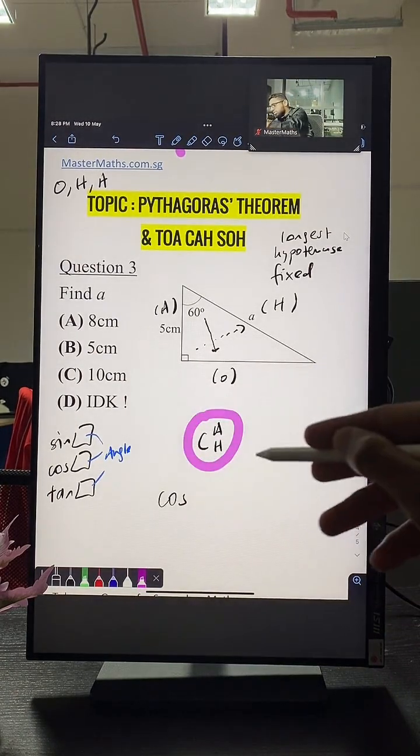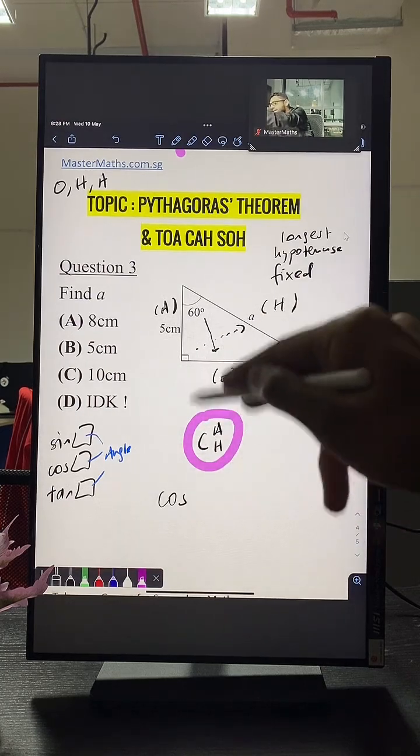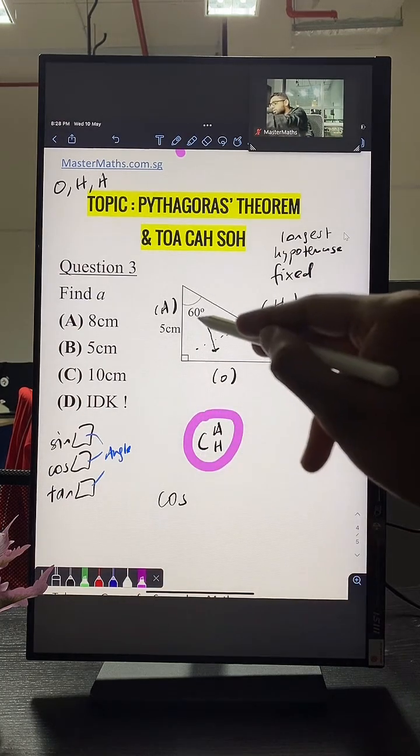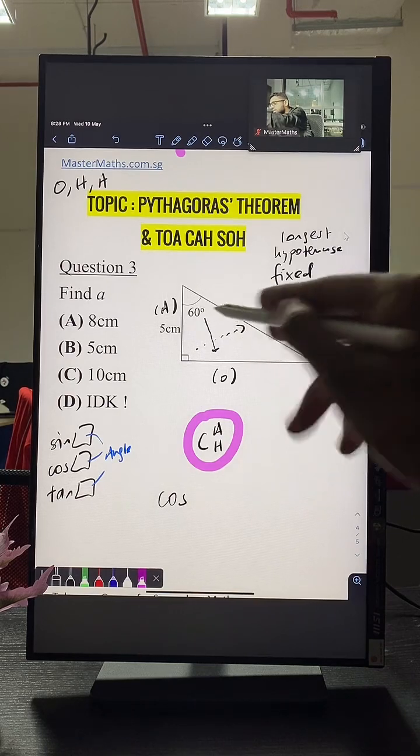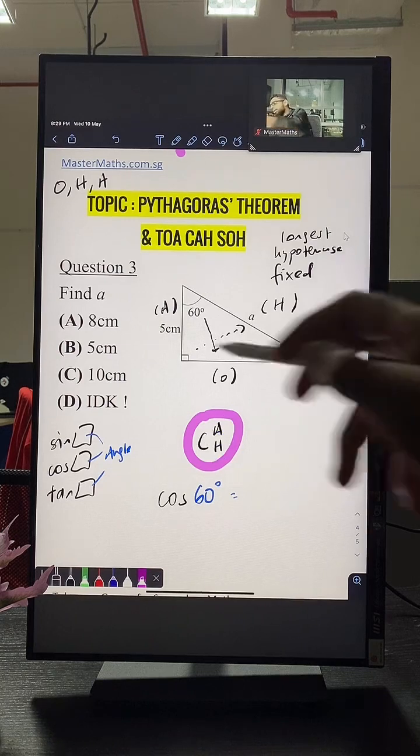So in this question again, we are focusing 100% on CAH. CAH means cosine. Cosine what? Cosine of 60 degrees will be equals to, I purposely write A over H like this, because cosine of any angle is always the adjacent length over the hypotenuse length. So what is the adjacent length?